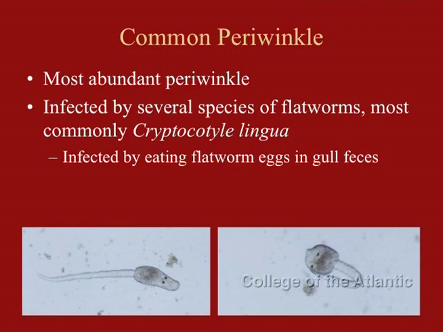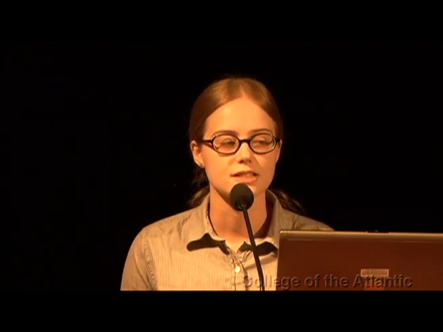Today I'm going to talk about just one part of my research, and that is going to be focusing on the common periwinkle. The common periwinkle is the most abundant periwinkle we have here. If you go down to the beach, it's the one you will probably notice first, and you'll see literally hundreds of them. Common periwinkles are infected by several species of flatworm, but most commonly by the one pictured here, Cryptocotyle lingua. The periwinkles become infected with these flatworms by accidentally eating the flatworm eggs that are found in gull feces while grazing on algae.